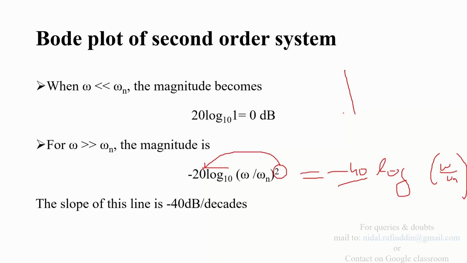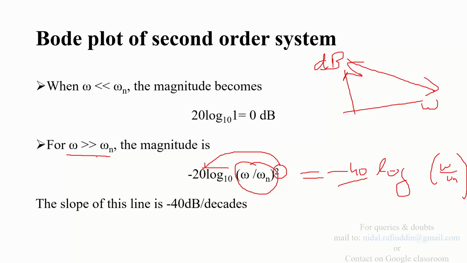We did this because we are interested in plotting decibel versus omega and not omega square. So we are plotting decibel versus omega. That is why we want this expression to be written in terms of omega only, not omega square. And thus this makes the slope of the line minus 40 dB per decade, which means that for omega much greater than omega n, we'll have a line with slope minus 40 dB per decade.